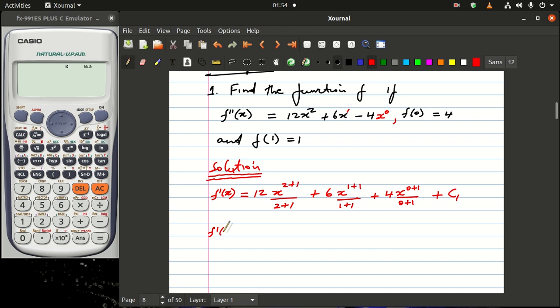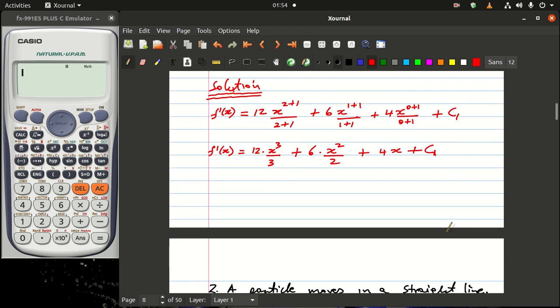So our f prime of x is going to be 12 times x raised to 3 all over 3, because 2 plus 1 is a 3, plus 6 times x raised to 2 all over 2, plus 4 times x, because 1 plus 0 is just a 1, so we're just having a nice 4x here, plus c1, a constant we don't know.